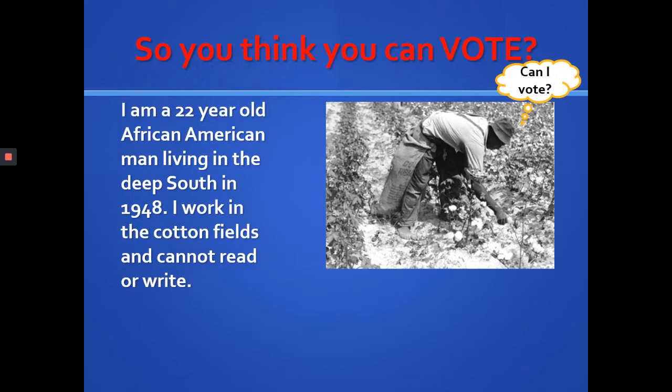So let's do another inference. Based off of everything we've talked about, here's my example. This man is a 20-year-old African American living in the Deep South in 1948. He works in cotton fields and cannot read or write. So, can he vote? Based off of everything that we've talked about, I want you to go ahead and make that inference. Can he vote? Pause the video.